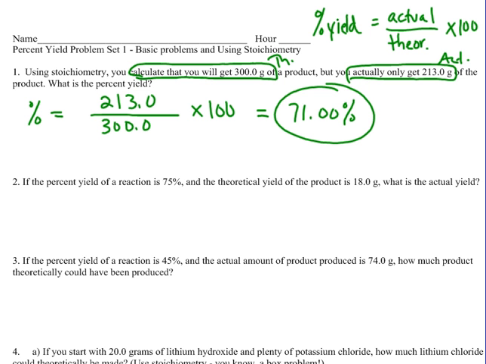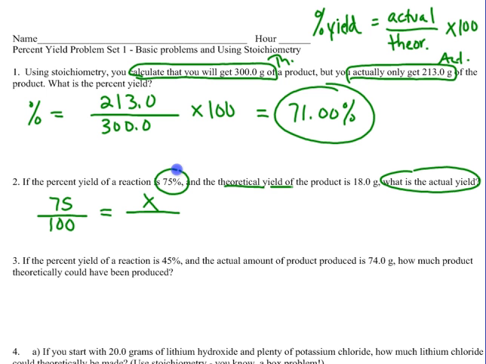The next problem says if the percent yield of a reaction is 75% and the theoretical yield of the product is 18 grams, what is the actual yield? So in this case, you're given the percent of 75%, and 75% is actually 75 divided by 100. So we take it out of its percent form and put it into its fraction form, and that is equal to the actual divided by the theoretical. The actual is what we are trying to find, so that's our x. Our theoretical yield is 18 grams.